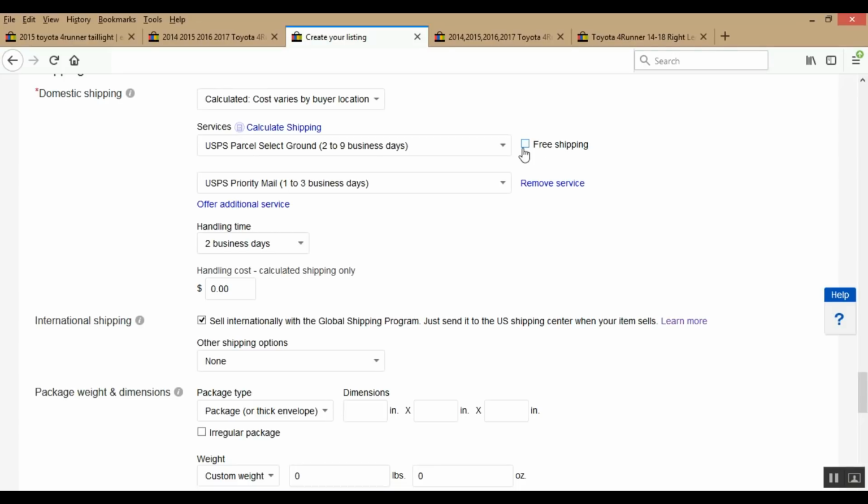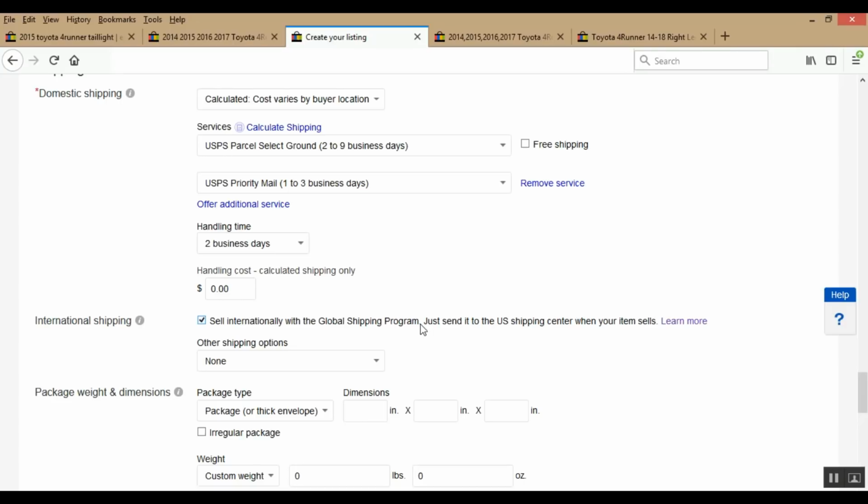Now, if I do free shipping and I choose that, then I pay for the item to go to the global shipping program warehouse in Kentucky. Once it arrives there, I am free and clear of all responsibility. That was my job to get it to the warehouse.